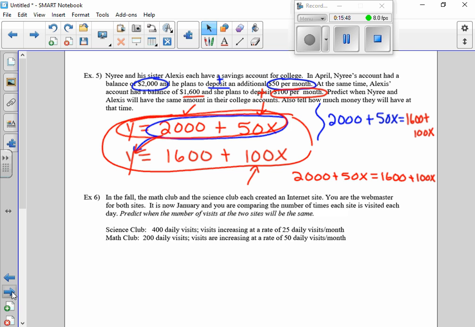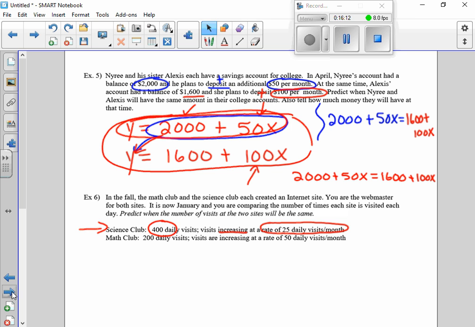Okay, so for the Science Club, you're going to write the equation. It tells you what they started with, just like Nari's bank account, and it tells you how it's increasing. You should know what the word increasing means. Your rate is your slope, 25 visits per month. That slash is another way to write per. 25 visits per month, or daily visits per month.